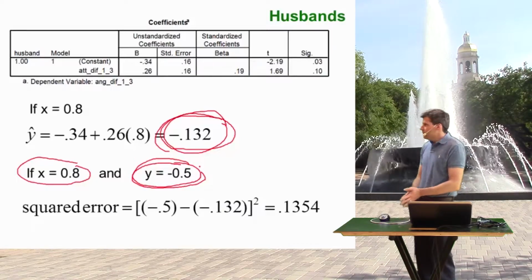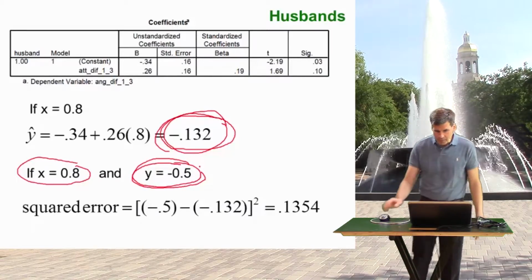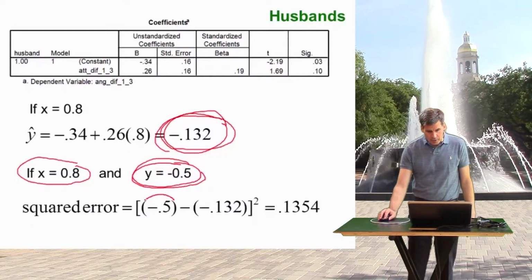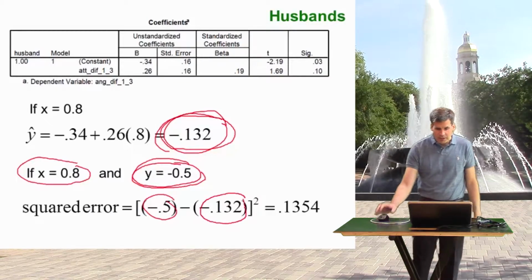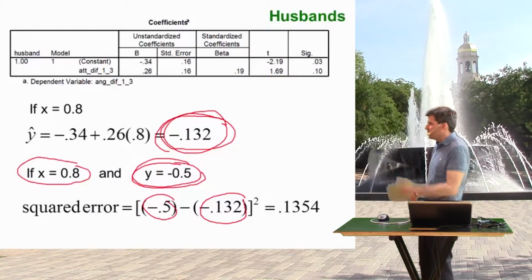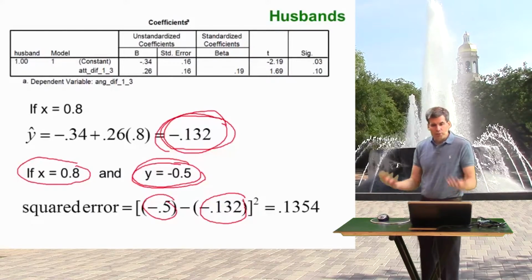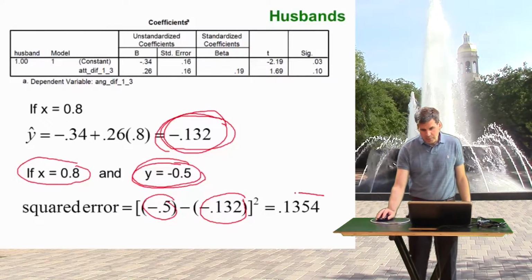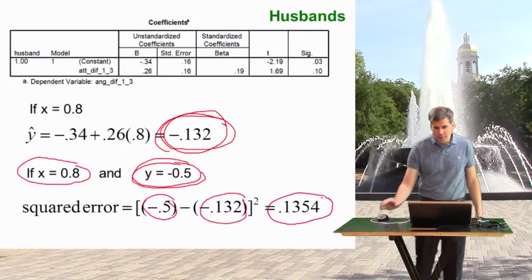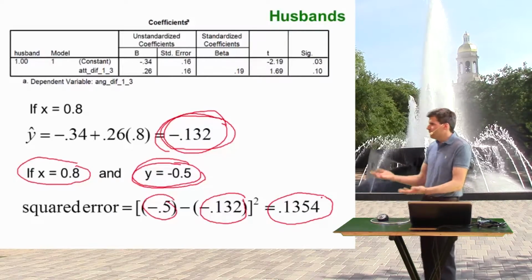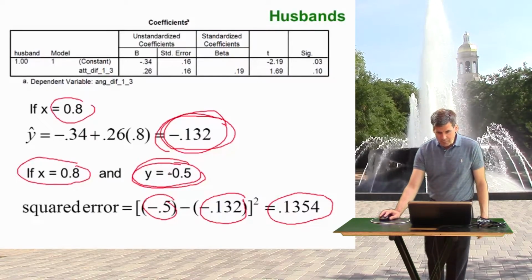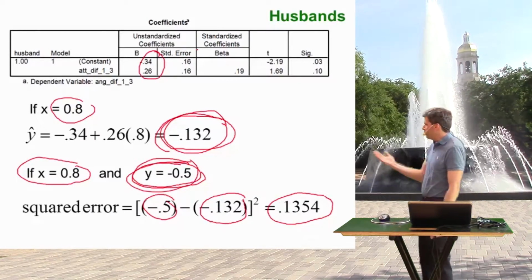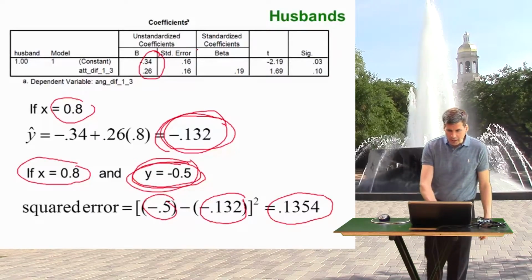Now you can tell me what the squared error is for this person. We take their observed score, negative 0.5, and their predicted score, negative 0.132. We take observed minus predicted, and then square it to get the squared error. For that person, their squared error is 0.1354. That is the squared error for this particular individual who got a score of 0.8 on X and negative 0.5 on Y, using this regression equation.